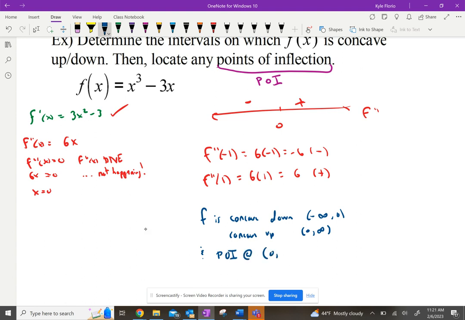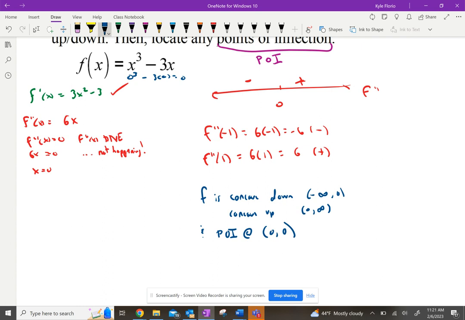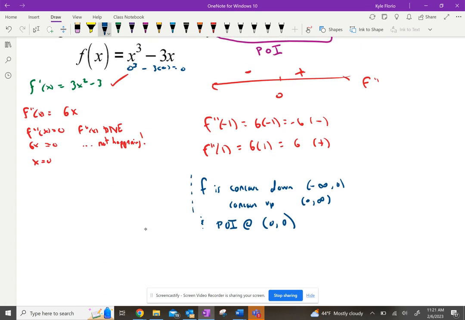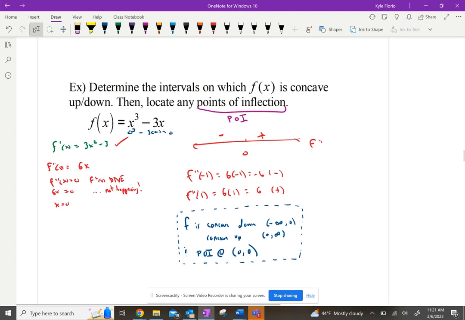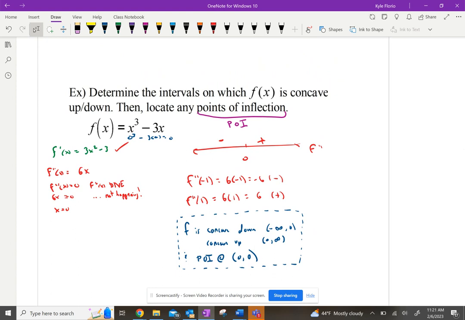I've got to plug 0 into my original function here. If I plug 0 in here, I get 0 cubed minus 3 times 0, which is 0. Okay, and that's it. So we're just kind of using the first derivative test on the first derivative. We're using the second derivative to find out information about our function, and the second derivative tells us the concavity, the rate of change of the rate of change.